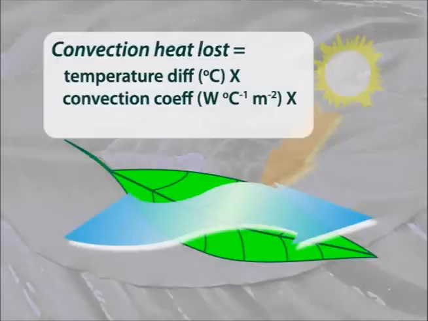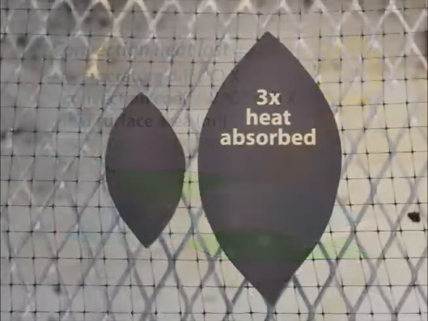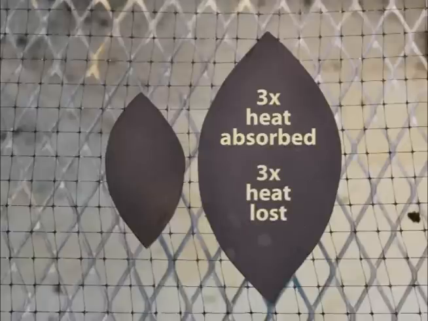The larger the convection coefficient, the more easily heat is lost from the leaf, and the lower will be the leaf temperature needed to dump the heat absorbed. This is why leaves are cooler at higher wind speeds. Higher wind speeds increase convection coefficients. Finally, there's leaf surface area, and here's the problem. The large model, with its large surface area, might be absorbing 3 times the heat, but it's also losing 3 times the heat by convection.